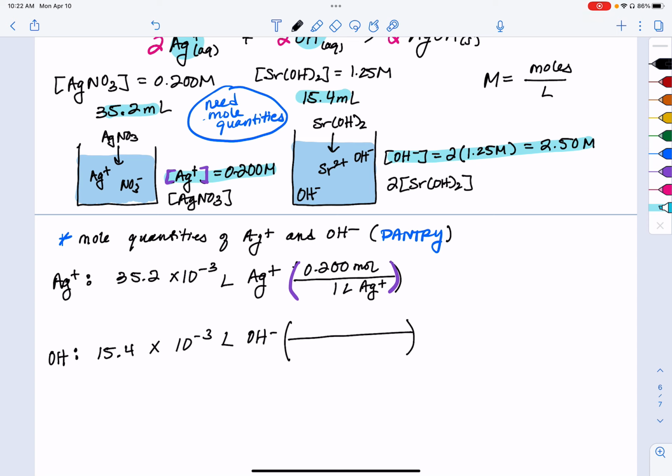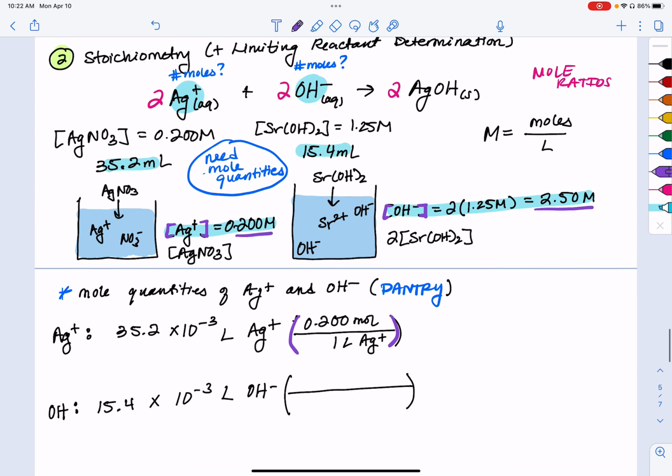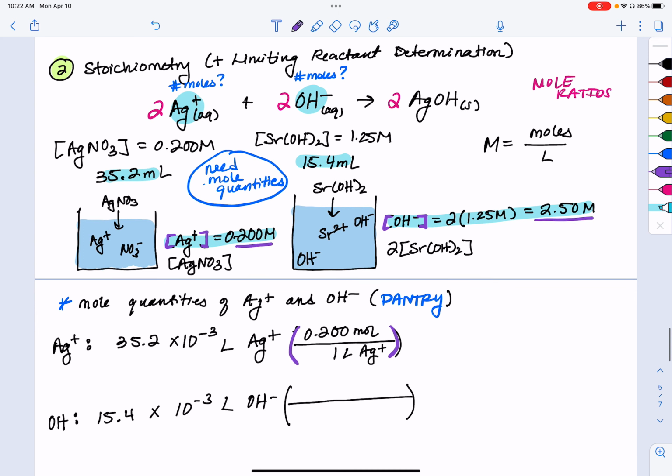Okay, let's do the same thing for our hydroxide. And let's not forget that we did this analysis of how strontium hydroxide dissociates so that we could get the concentration of just hydroxide ion, because that's the only thing that we need according to our recipe. Strontium was a spectator ion. All right. So there are 2.50 moles of hydroxide ion per 1 liter of our hydroxide solution.